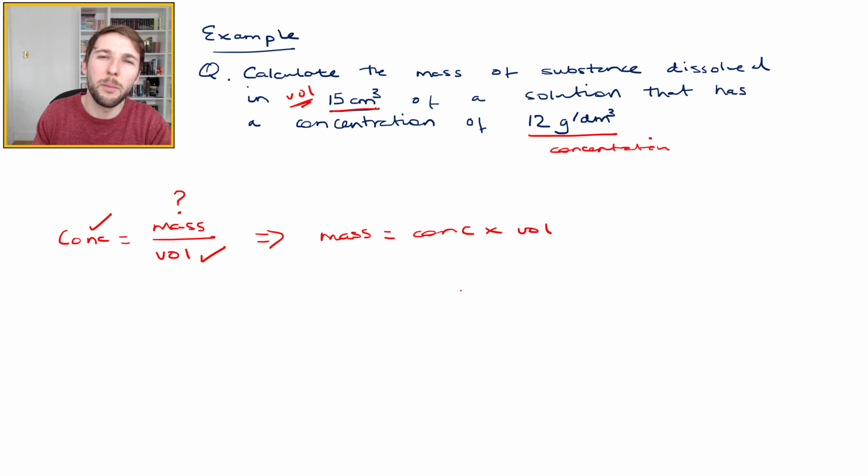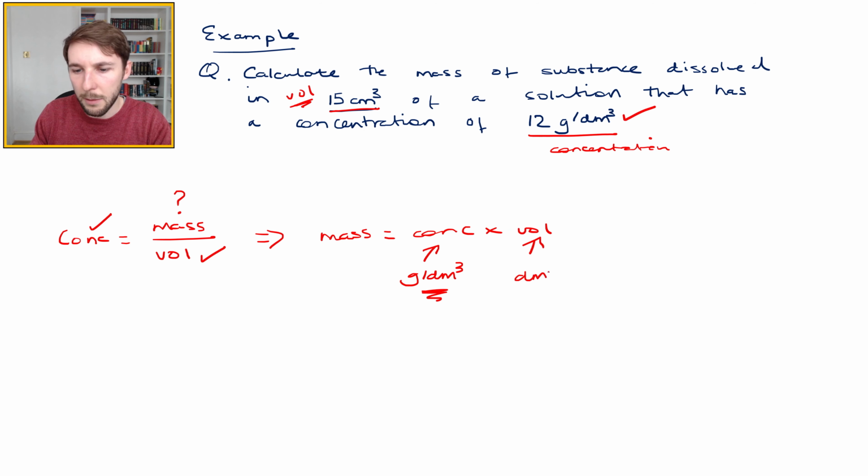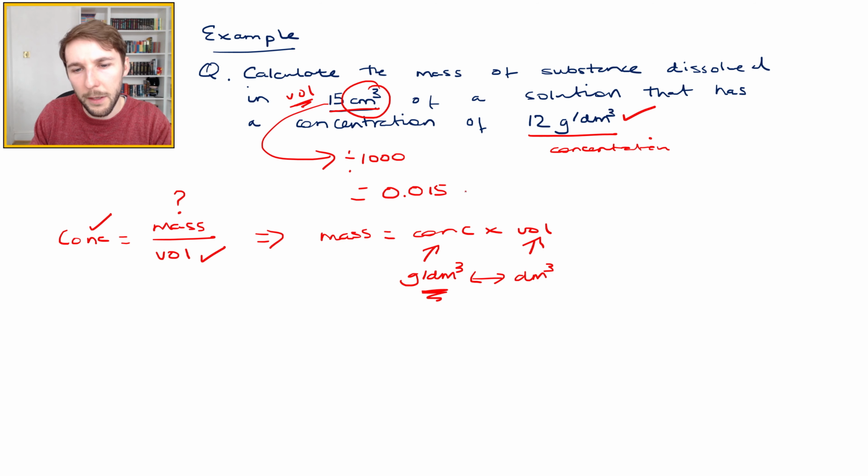But it's important to remember that we've still got to use everything in the correct units. Concentration in grams per decimeter cubed is the correct unit, and it looks like we're already in those units. But the volume, remember, needs to be in cubic decimeters if these two are to be compatible, and the volume we've got here is in cubic centimeters. So the first thing I need to do is divide this number by 1000, and I will get 0.015 cubic decimeters. So now I have a volume to work with.